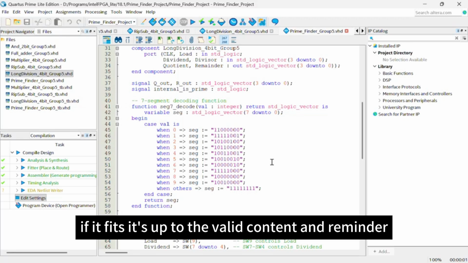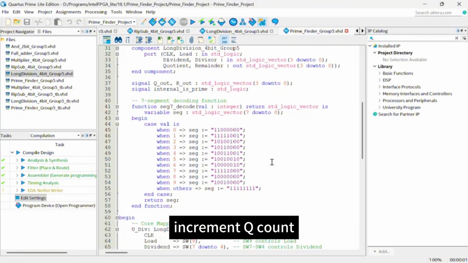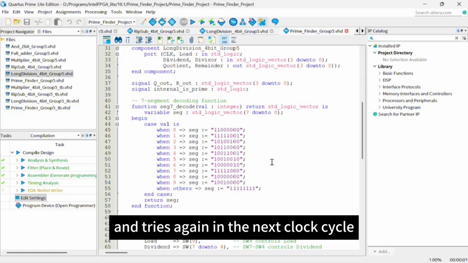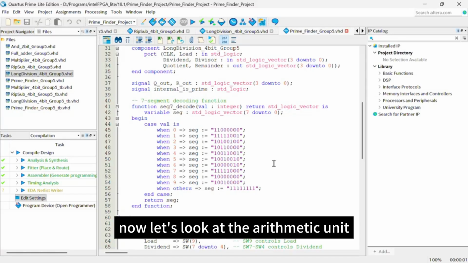If it fits, it updates the valid quotient and the remainder, increments Q quant, and tries again in the next clock cycle. Now let's look at the arithmetic unit.